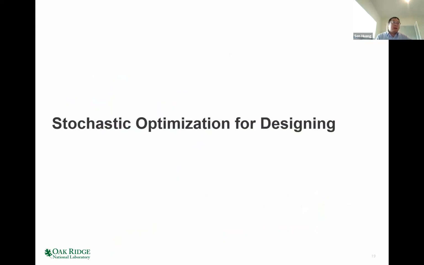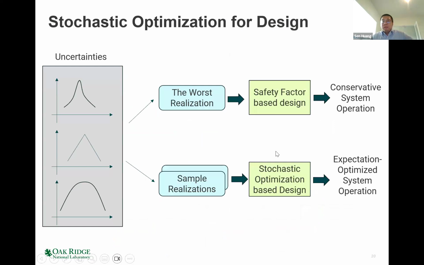So I want to, again, show two case studies to elaborate how we utilize stochastic optimization as a method to address the uncertainty in both design and operation of the building energy system. So the first one is the stochastic optimization for the design. You can see when we have uncertainty in multiple dimensions, there are two ways to address this kind of uncertainty. The first one we call the conventional method.